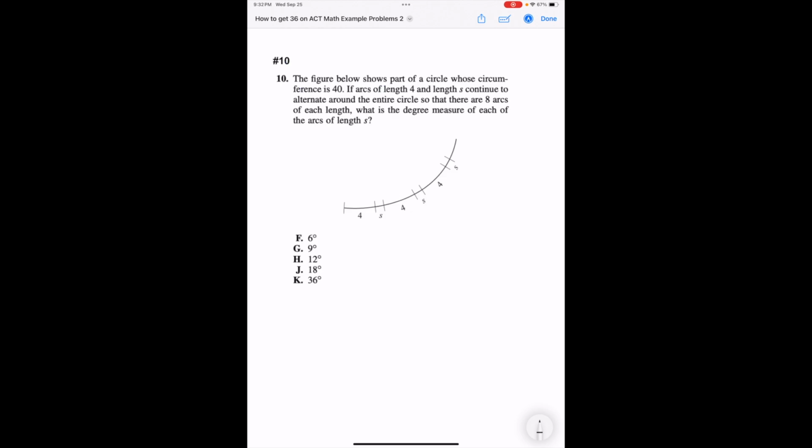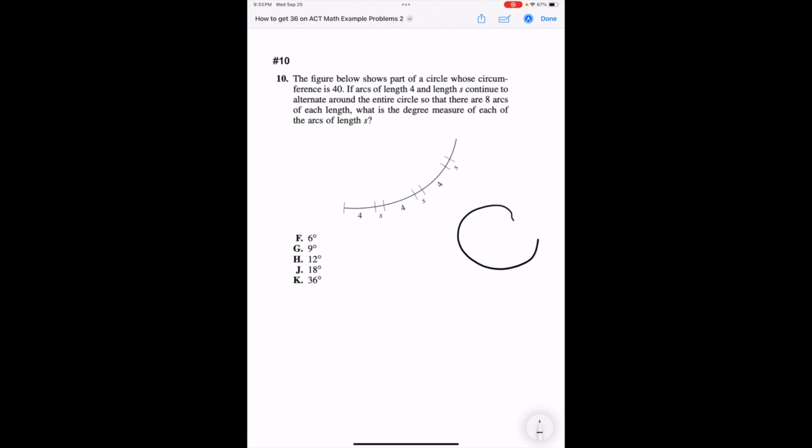Question 10 is a little bit tricky. It says that the figure below shows part of a circle whose circumference is 40. If arc of length 4 and length s continue to alternate around the entire circle so that there are 8 arcs of each length, what is the degree measure of each of the arcs of length s?